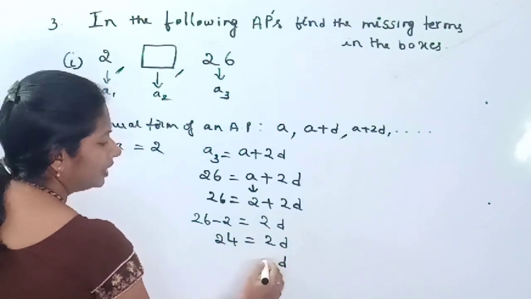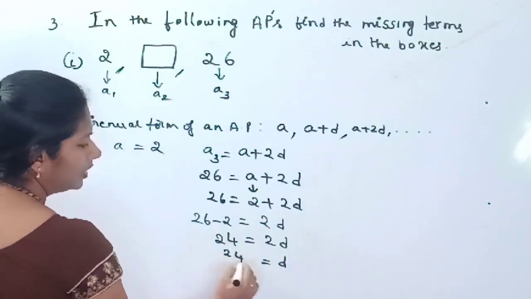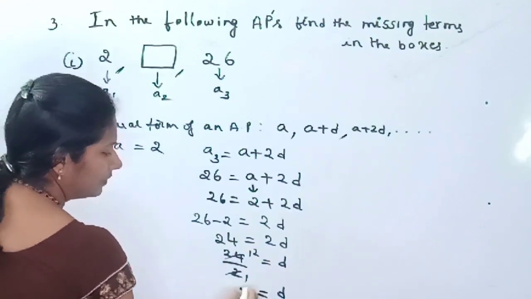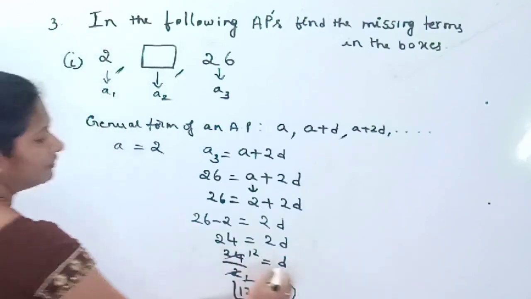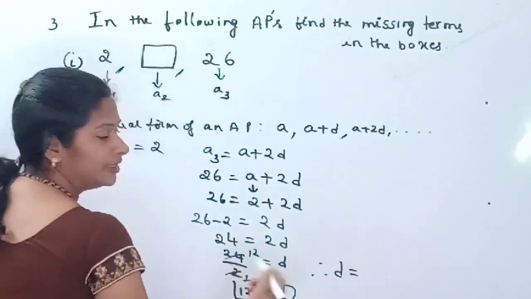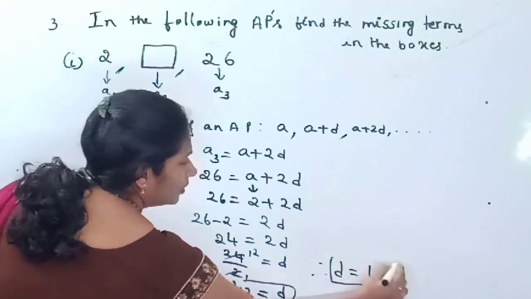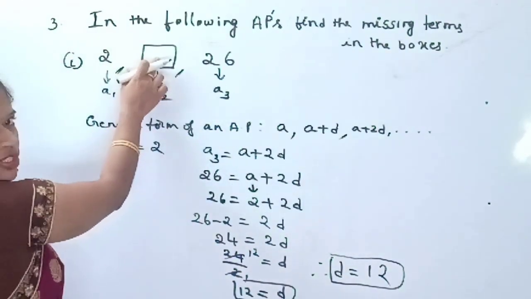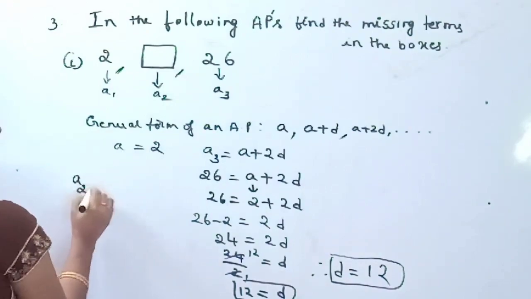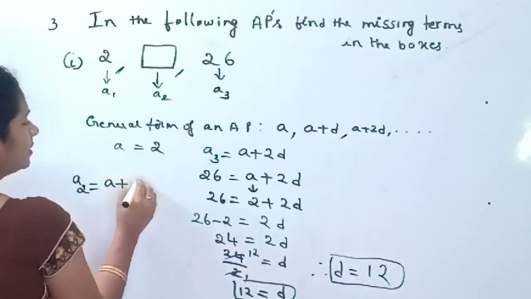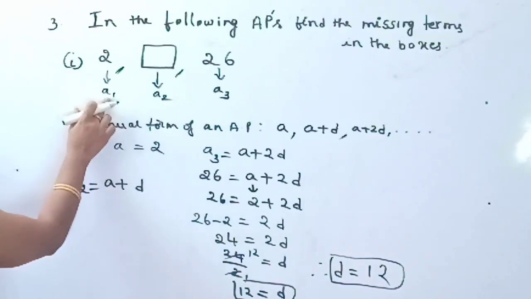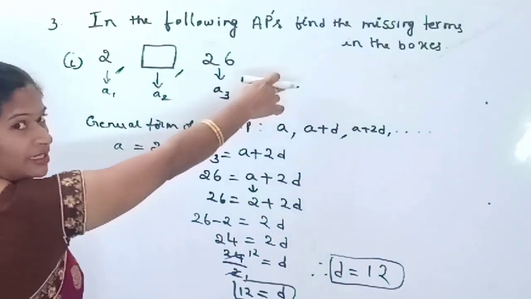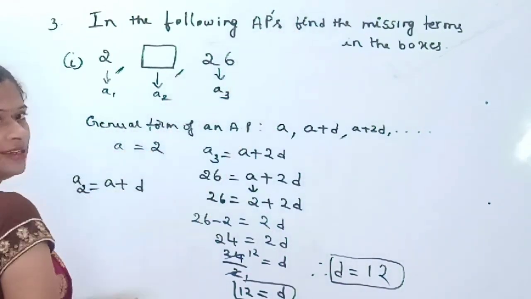Now we need to find the D value, children. So 24 divided by 2. The D value is 2 ones are 2, 12s are. So the D value is 12. So what is the D value, children? Therefore the common difference D is 12. Now you know the first term, you know the common difference. Now you can find the second term, children, isn't it? What is the second term? A2 equals A plus D, isn't it? This is the first term A, this is A plus D, and this is A plus 2D. Next, if more terms are there, A plus 3D, A plus 4D, A plus 5D and so on.